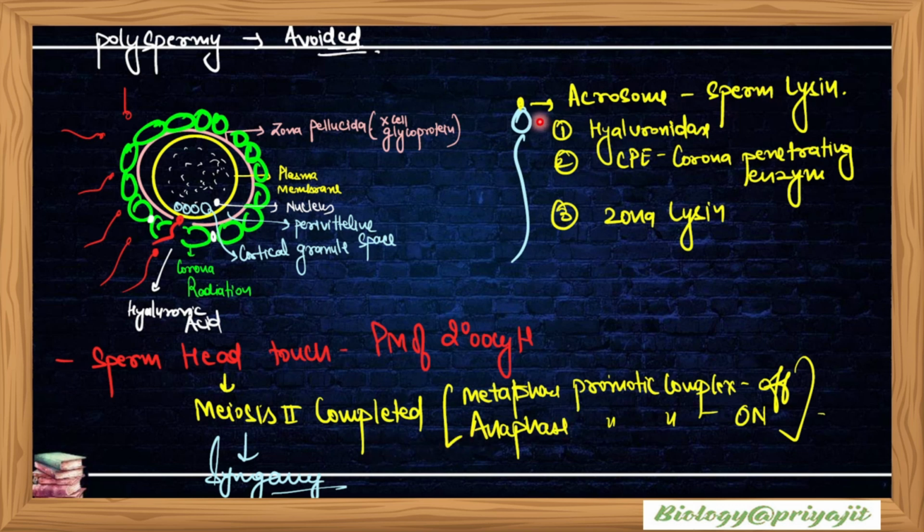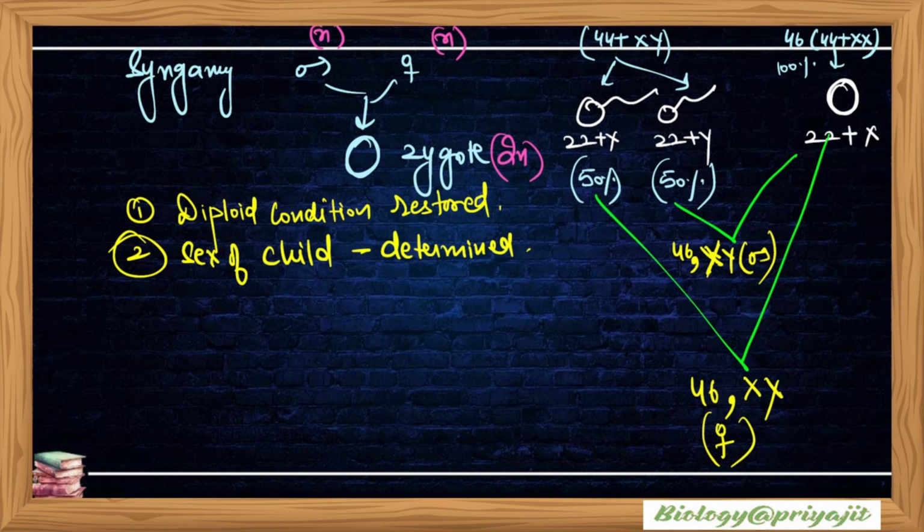So what happens? The acrosome of the sperm contains sperm lysine. It has the hyaluronidase enzyme, CPE, that is, corona penetrating enzyme, and 200 microgram lysine. In syngamy, the male gamete and female gamete produce the zygote. The diploid condition is restored. The sex of the child is determined at that stage.